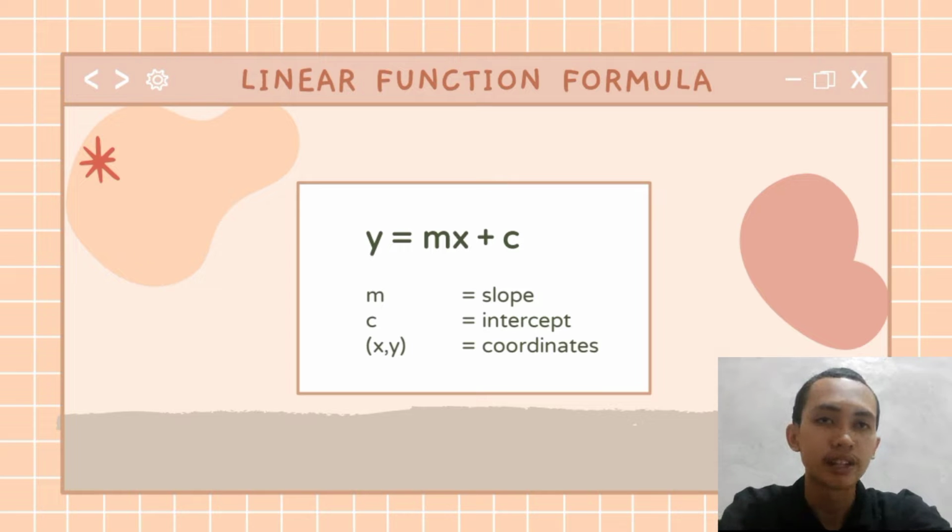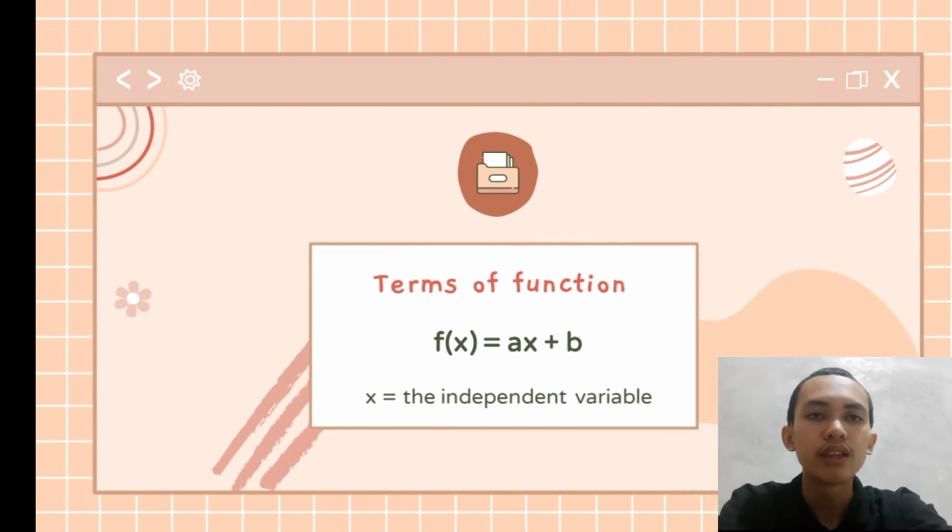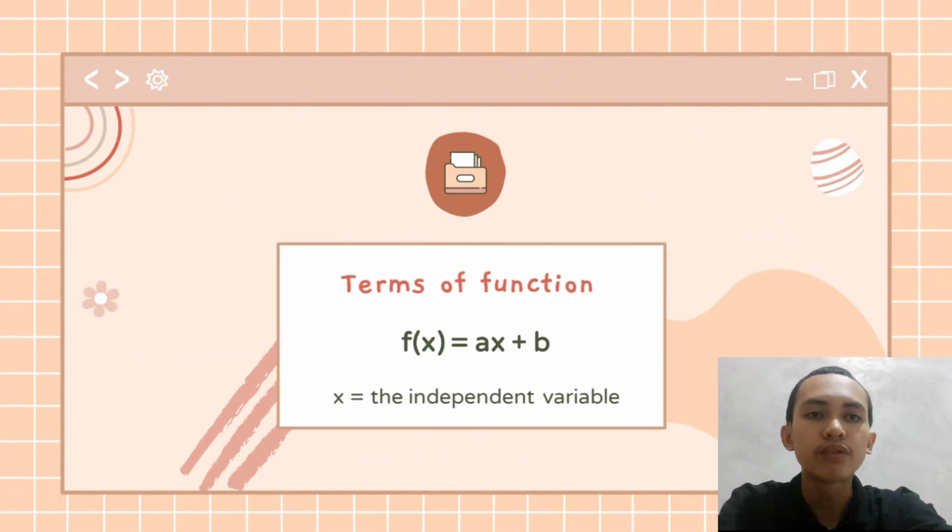To graph a straight line, the expression for the linear equation is y = mx + c, where m is the slope, c is the intercept, and x and y are the coordinates. This formula is also called the slope formula. In terms of function, we can express the above expression as f(x) = ax + b, where x is the independent variable.